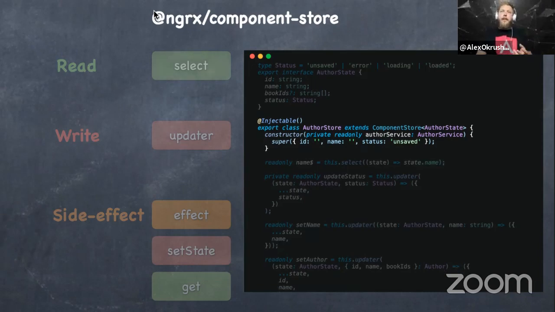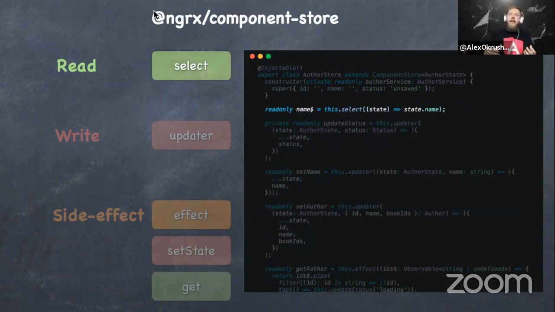So then how do we select it? We select the state with a select method. And we take a callback, right? It gives us the state and we specify which property, for example in this case, we want to get out of it. And we'll push it and it'll be an observable of that property as the $ sign says. So readonly name$ is an observable of strings here.